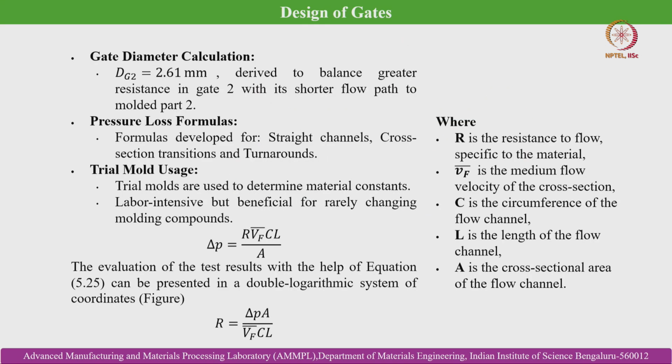So the pressure loss formulas. Formulas developed so far: straight channels, cross section transitions and turnarounds, and trial mold usage. Trial molds are used to determine material constants. It is labor intensive but beneficial for rarely changing molding compounds. So this is the expression for delta P, and the evaluation of the test results with the help of the equation can be presented in a double logarithmic system of coordinates, and then R becomes like this: delta P A by Vf C L from this expression.